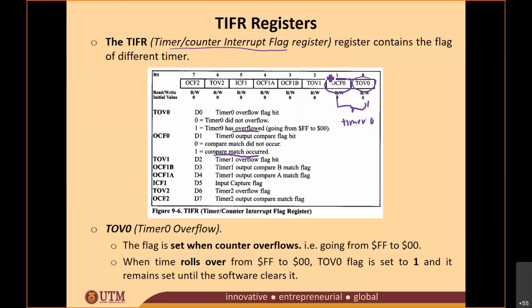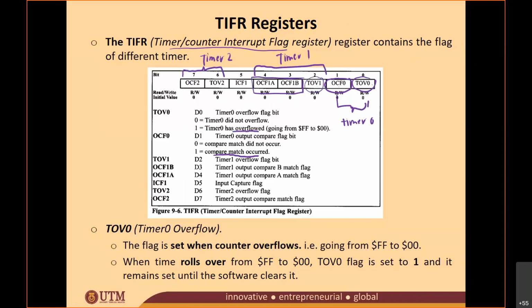Then this one here is timer 1. You have the TOV1 flag, OCF1B flag, and OCF1A flag. TOV1 is for the overflow mode, and the OCF flags are for compare match. And then the next two bits here, TOV2 and OCF2, are for timer 2.